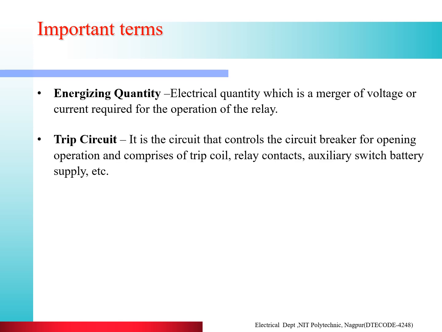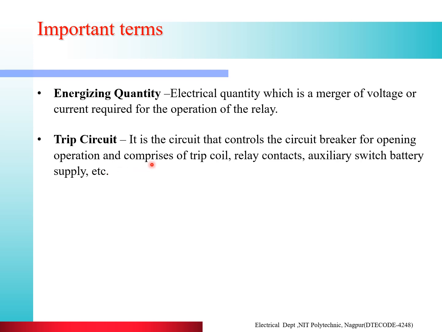The next term is trip circuit. In the previous video lecture, we have seen the basic connection diagram of the relay and circuit breaker. The trip circuit is the circuit that controls the circuit breaker for the opening operation and comprises the trip coil, relay contact, auxiliary switch, battery supply, etc.